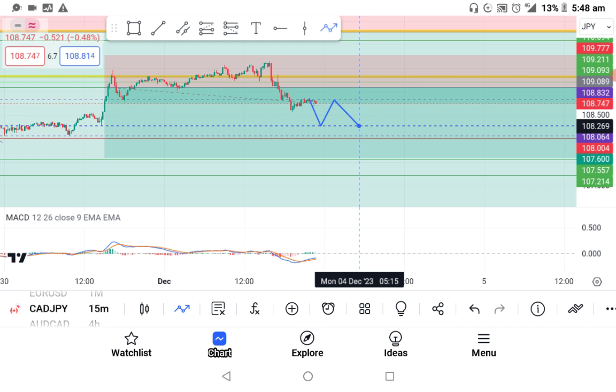Canadian dollar, Japanese yen. So the next pair we are going to go to is Swedish franc, HCHF.